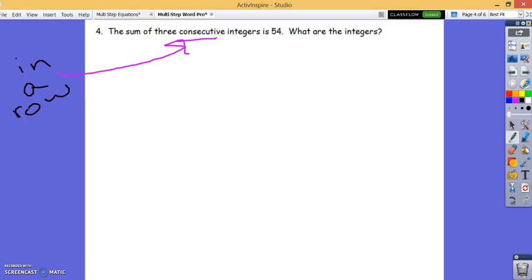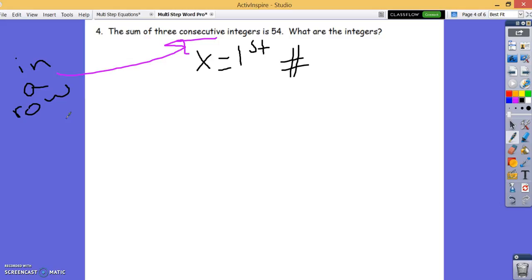That could be 15, 16, 17. That could be 1, 2, and 3. It could be 100, 101, and 102. It could also be negative numbers, -5, -4, and -3. So basically what we're going to do is define our first variable, because we don't know what these numbers are, but we know that they add up to 54. So I'm going to say that x is my first number.